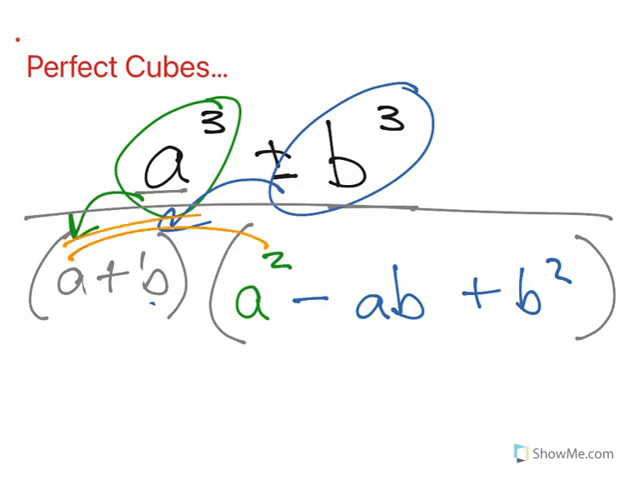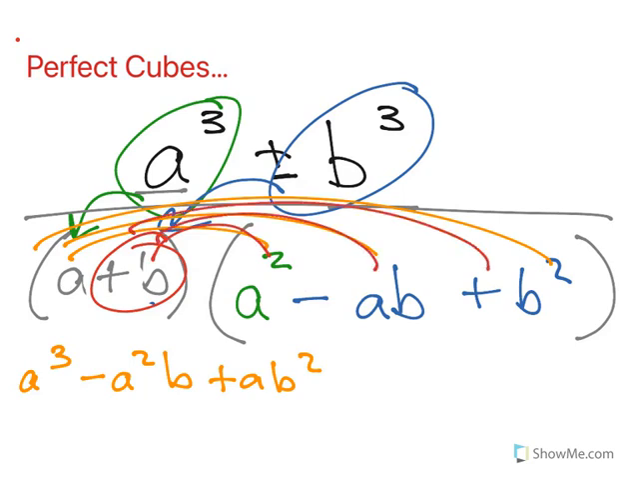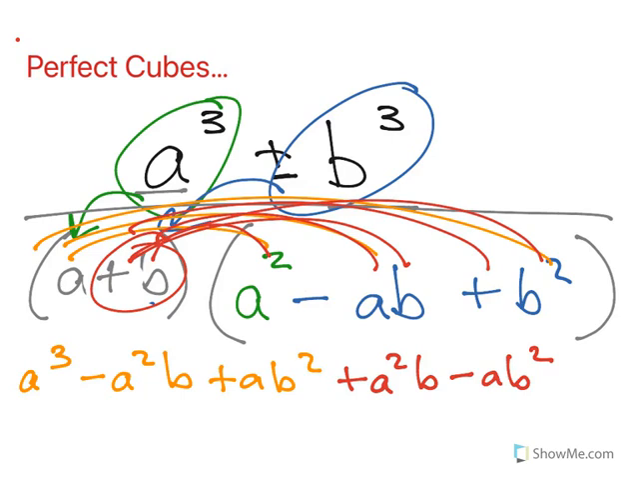Because if you think about distributing this a, we would have a times a squared is a cubed. A times negative ab gives me negative a squared b. And then we get a times b squared, which is a positive ab squared. Then we distribute the b. So b times ab is a positive a squared b. B times negative ab gives me a minus ab squared. And then b times b squared is b cubed.